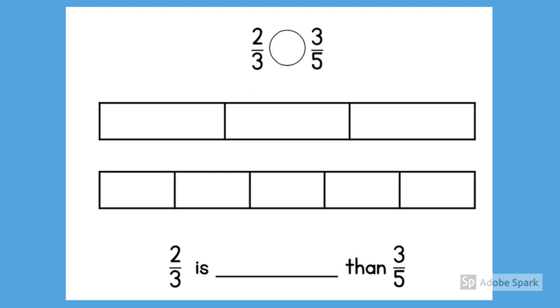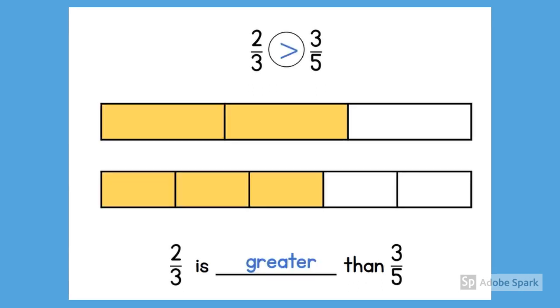Take a look at these two fractions, 2/3 and 3/5. What do you notice here? Well, the numerator and the denominators are different. How can we work it out? Well, let's start by drawing our bar models. First bar model is cut into 3 and the second is cut into 5. So here we have 2/3 shaded in and 3/5 shaded in, and we can clearly see that 2/3 is greater than 3/5. We've used the symbol and we've used the word.